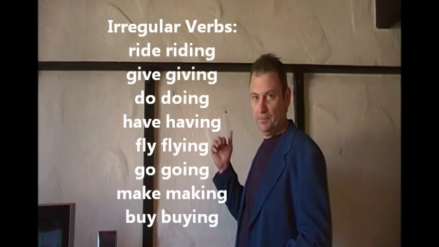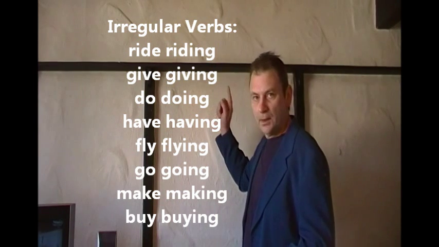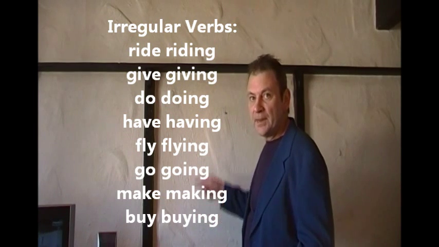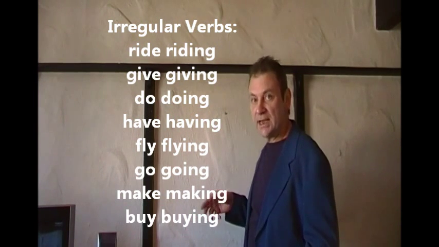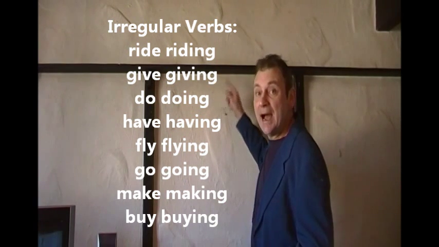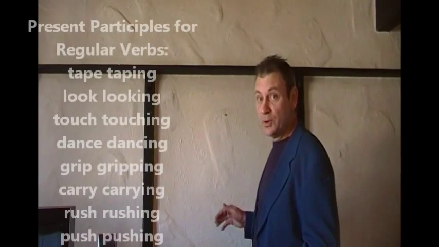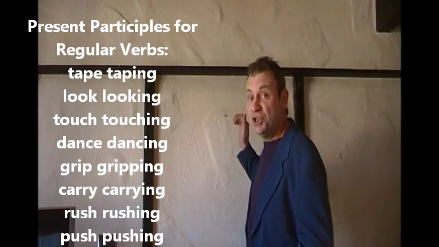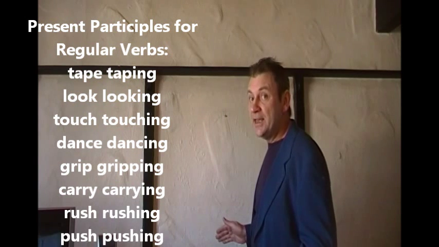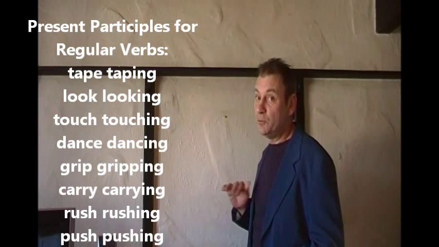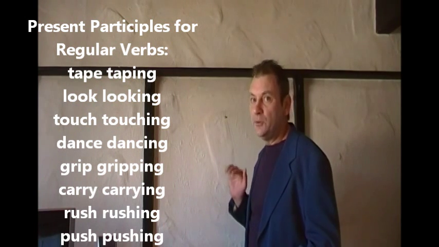Present participle. Right, we take the infinitive version of the verb. Once again, that is any verb you could put to in front of. And we add ing at the end. Alright? And that is what's known as a present participle. Adding ing at the end of the infinitive version of the verb, whether it be a regular verb or an irregular verb.